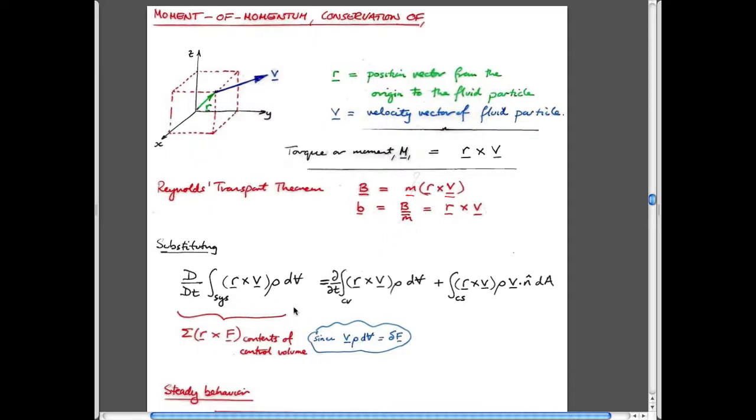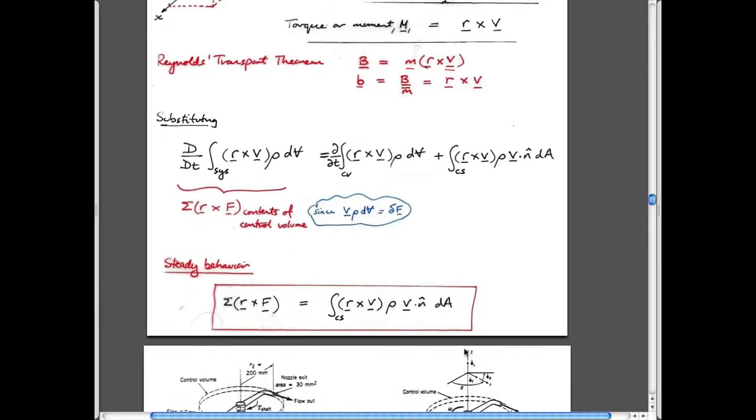If we substitute that into Reynolds transport theorem and play around with some things, then what comes out of it is that we end up with, instead of just a velocity here, a velocity with a lever arm, which comes from this term here. We don't care about the time-dependent part, too difficult for us.